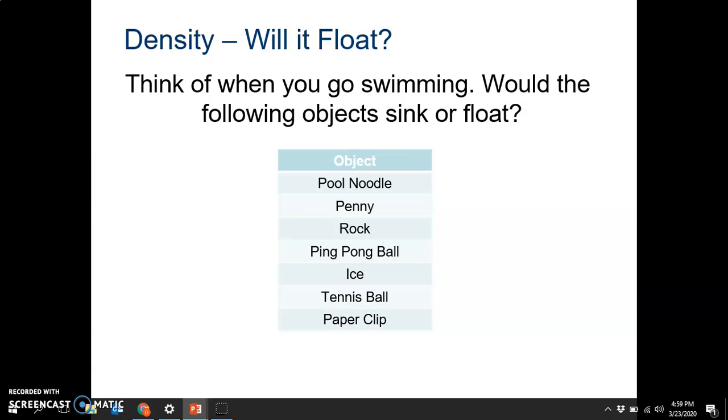So think of when you go swimming. Would the following objects sink or float? A pool noodle, a penny, a rock, a ping pong ball, ice, tennis ball, paperclip. Think about it for a minute, pause the video, and guess if it would sink or float. On the next slide, we will look at the actual densities and then compare it to water to calculate if it will sink or float.